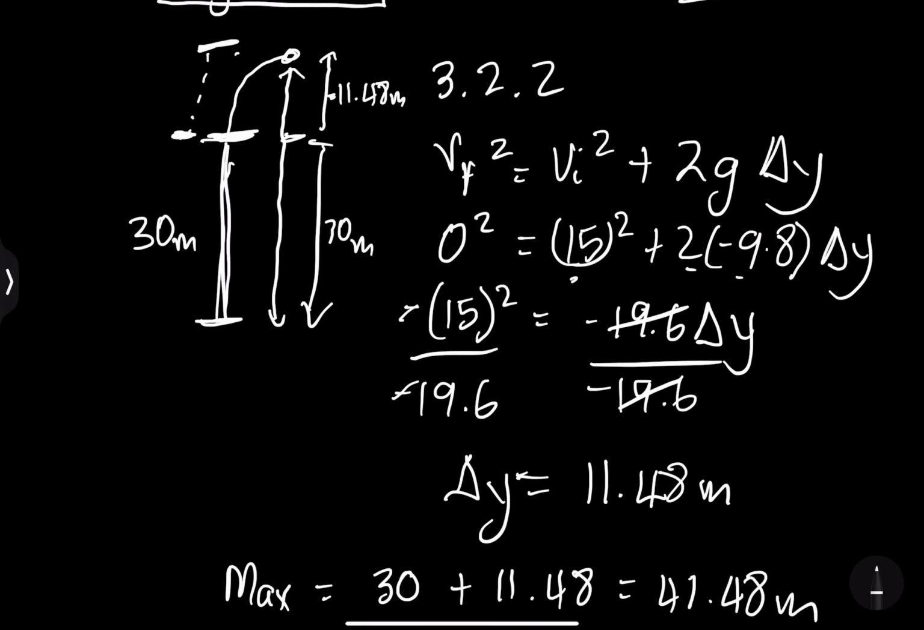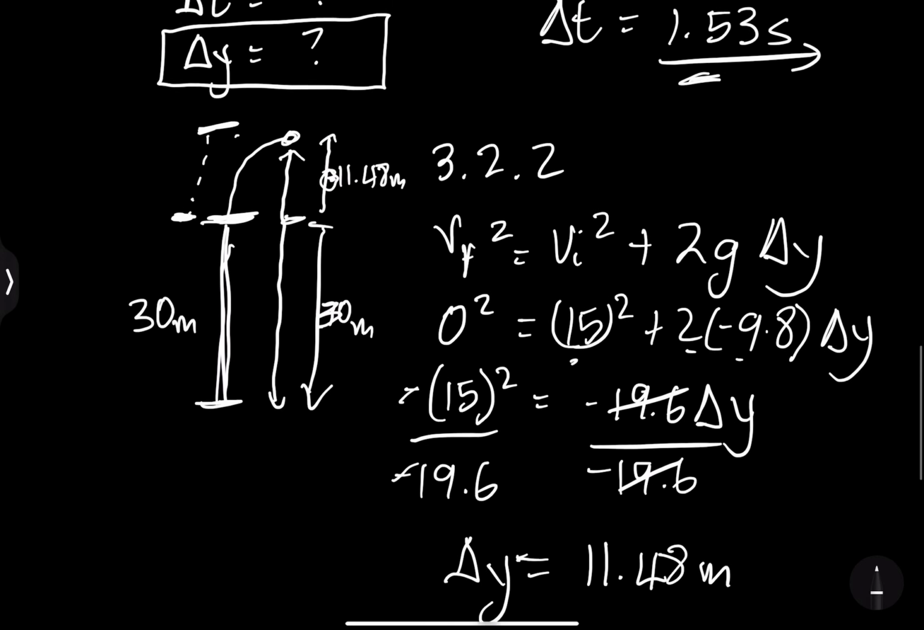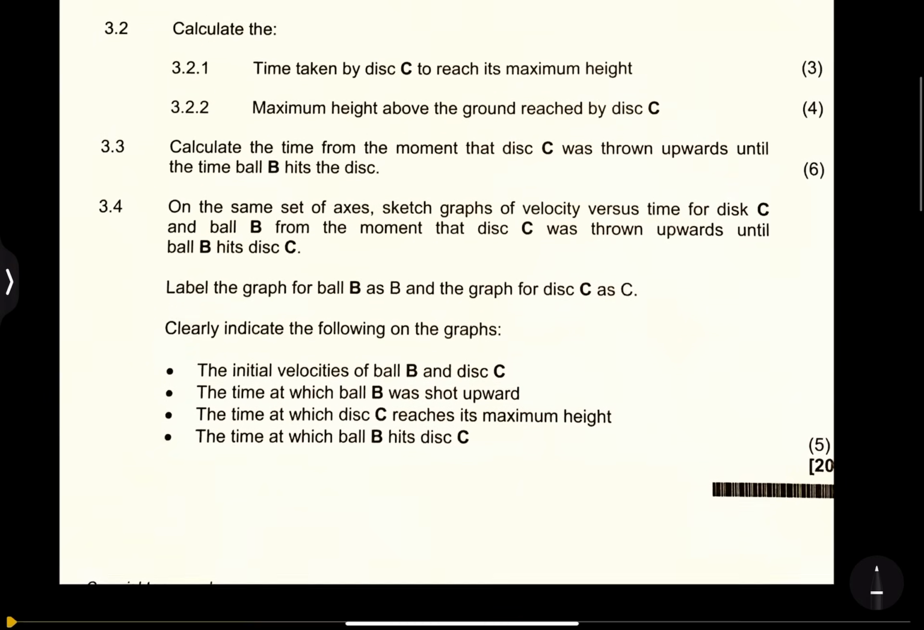Please just keep in mind that even if you had taken down as positive, that would have come out as negative. But please, under no circumstances are you to say now it's 30 minus that 11.48. We are going to take the absolute value, meaning that we are going to disregard the negative. We're still going to take 30 plus that 11.48, even if it came out as negative. I hope that makes sense, ladies and gents. Right, going to our next question.